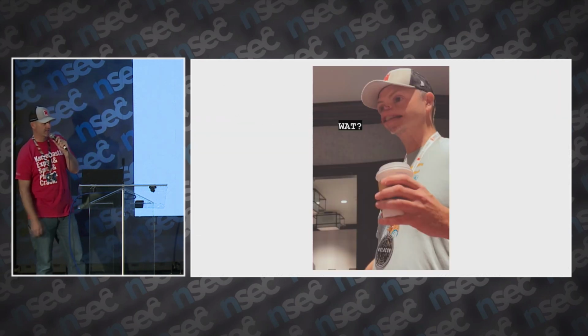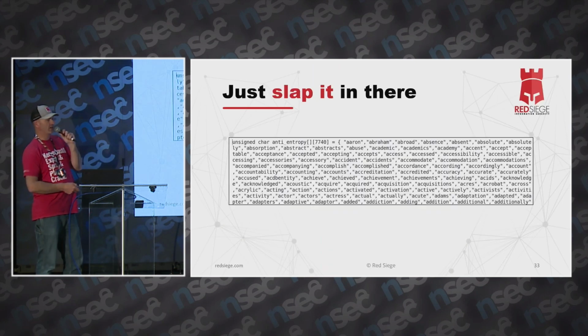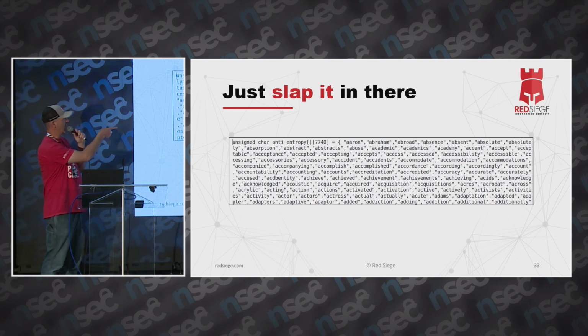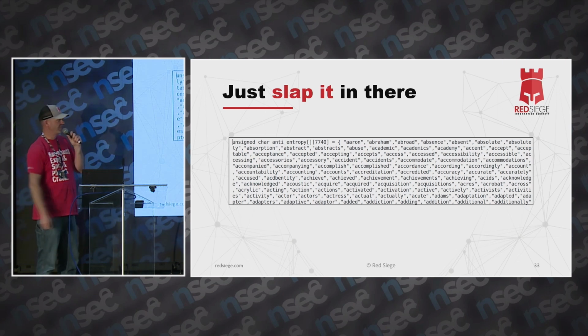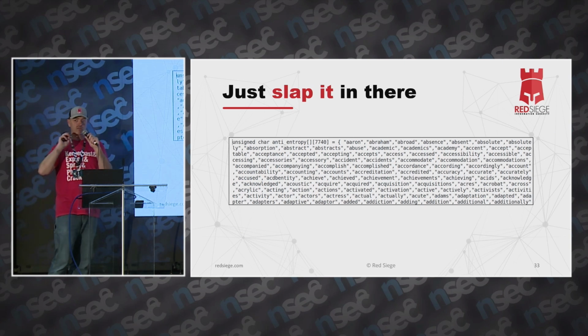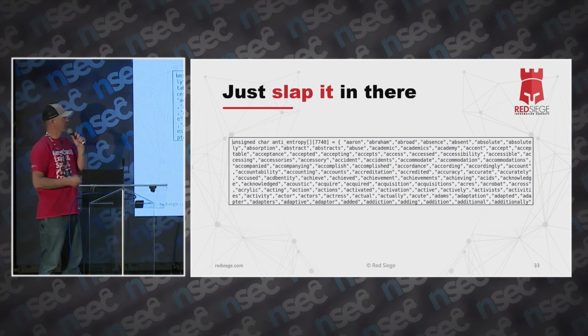And this was my face, like literally what's happening. So this is what it looked like. This is literally what I compiled into my code. I created an array called anti-entropy, filled it with a bunch of words. 7,740 words, there's no significance to that number. The only significance is that's how many words were in the dictionary that I had.